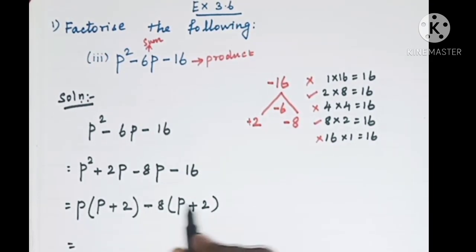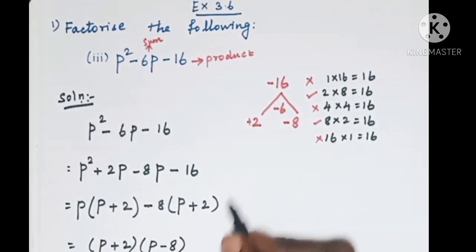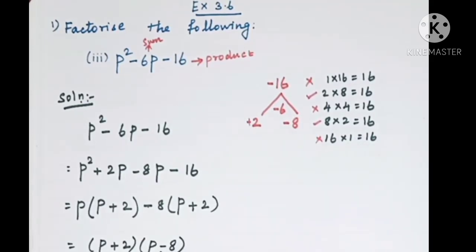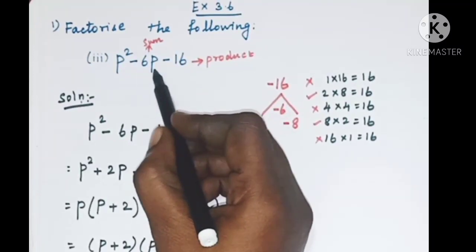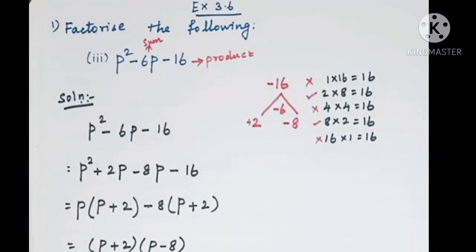We have p plus 2, p plus 2 inside the bracket. So write p plus 2 inside the bracket, and outside the bracket we have p minus 8. So p plus 2 and p minus 8 are the factors of the expression p square minus 6p minus 16. So p plus 2 into p minus 8 is the answer for the first sum, third subdivision.